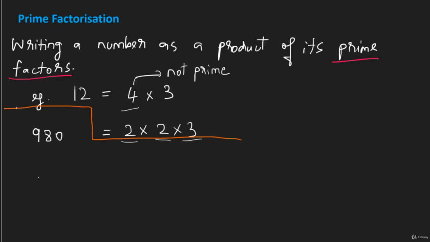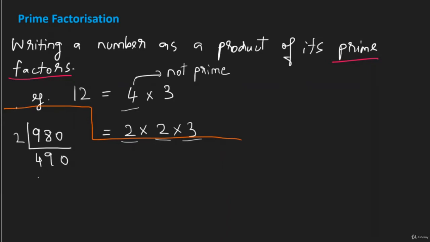So I write 980 over here. I draw a line like this. Now let me think what factor I can take out. Taking out a factor means dividing 980 by that prime number. So I can see that 980 is divisible by 2. So let me take out 2 and I am left with 490, right?